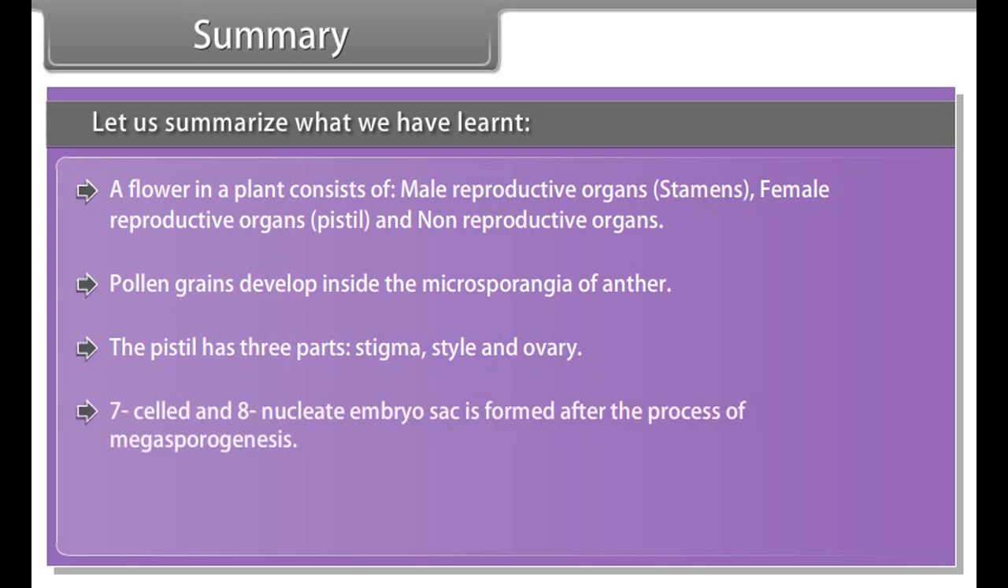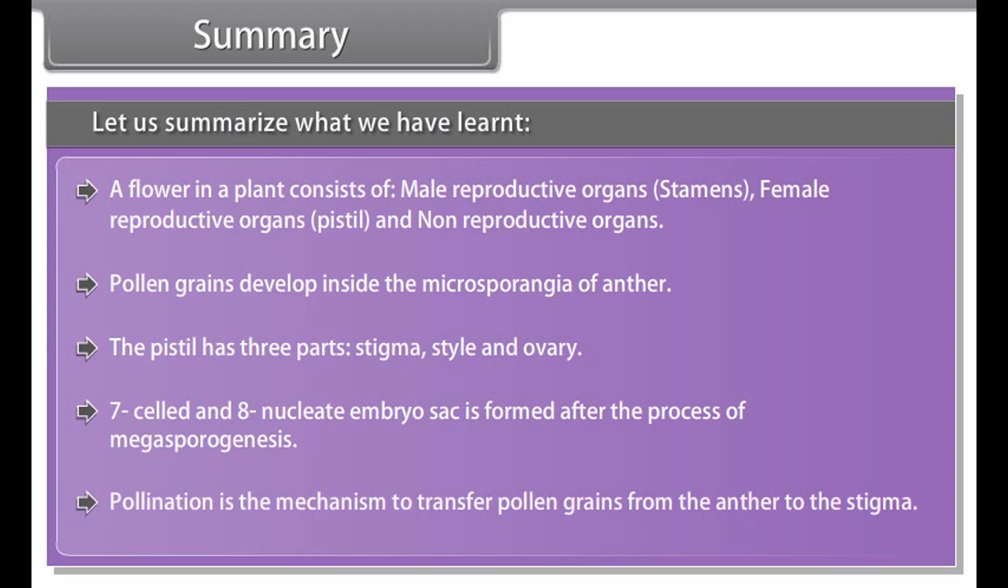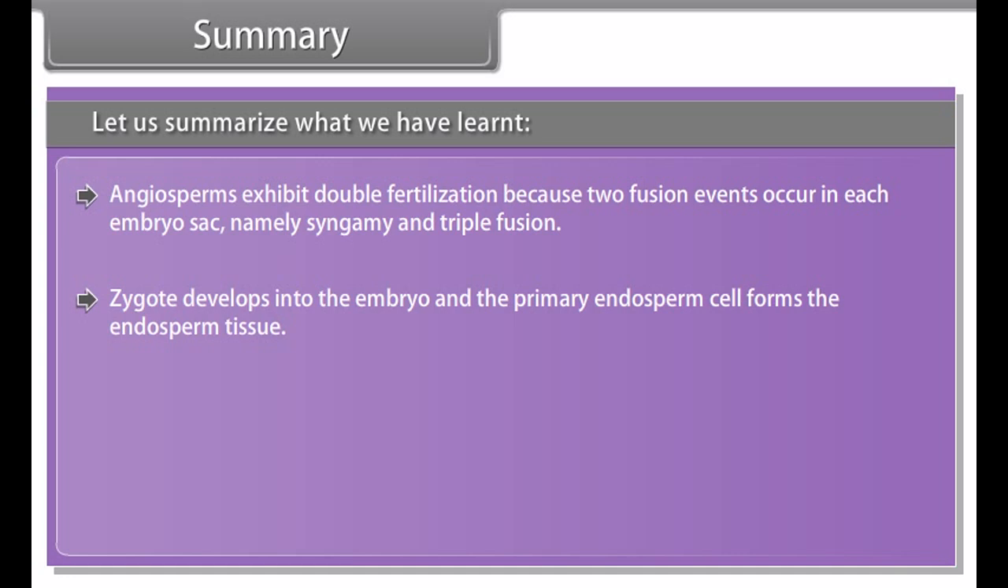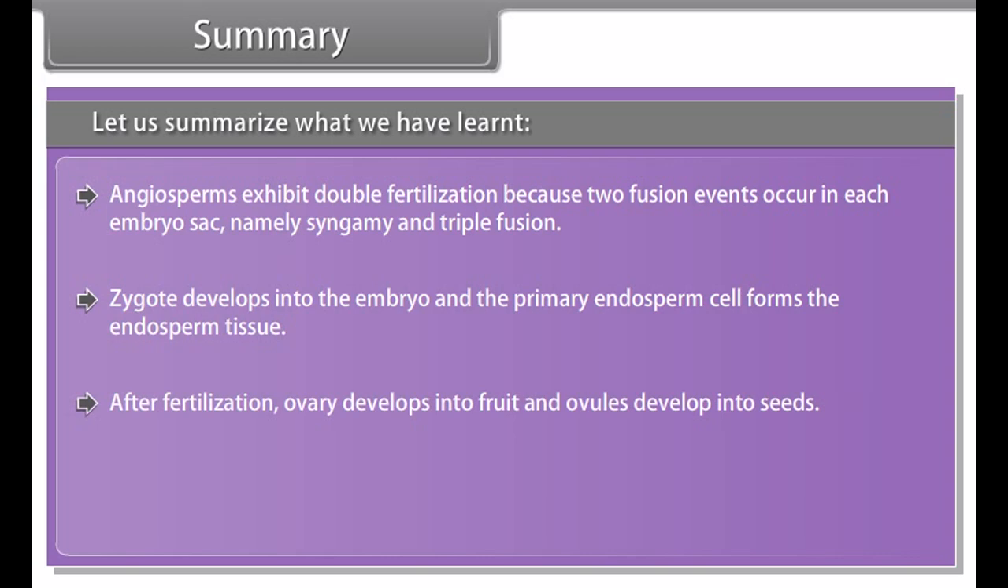A 7-celled and 8-nucleate embryo sac is formed after the process of megasporogenesis. Pollination is the mechanism to transfer pollen grains from the anther to the stigma. Angiosperms exhibit double fertilization because two fusion events occur in each embryo sac, namely syngamy and triple fusion. Zygote develops into the embryo, and the primary endosperm cell forms the endosperm tissue. After fertilization, ovary develops into fruit, and ovules develop into seeds.